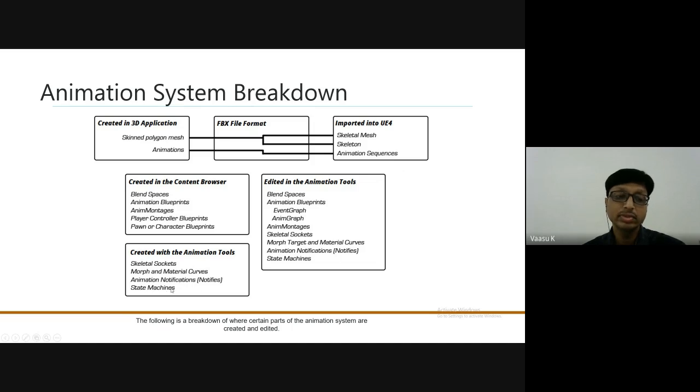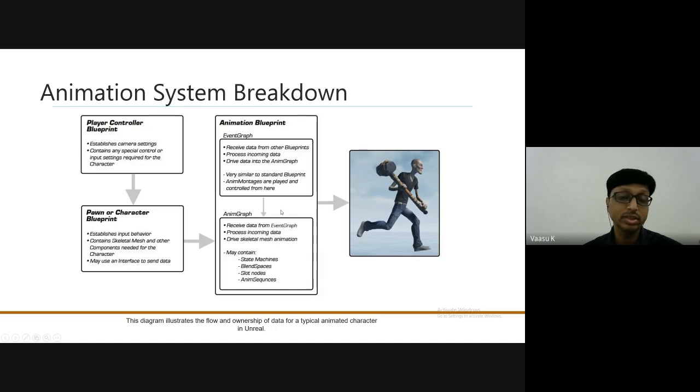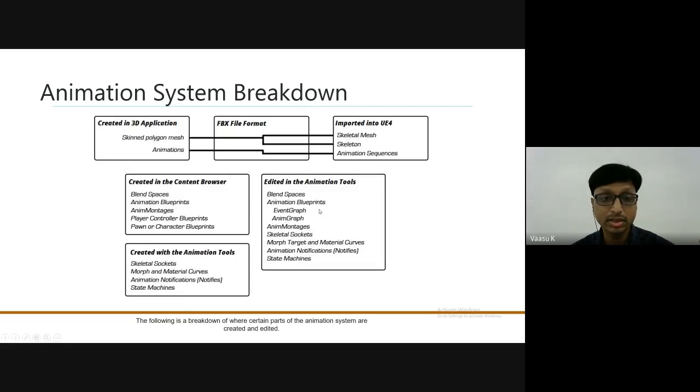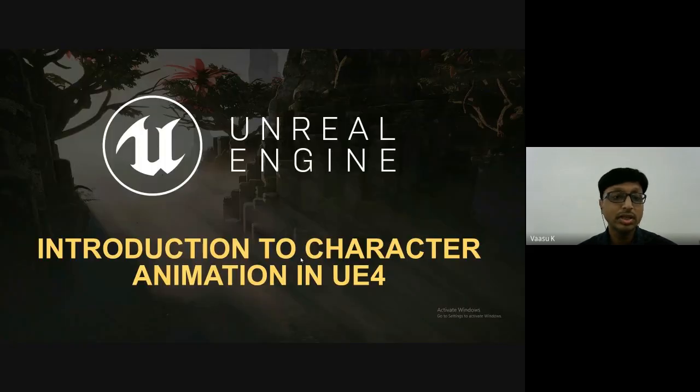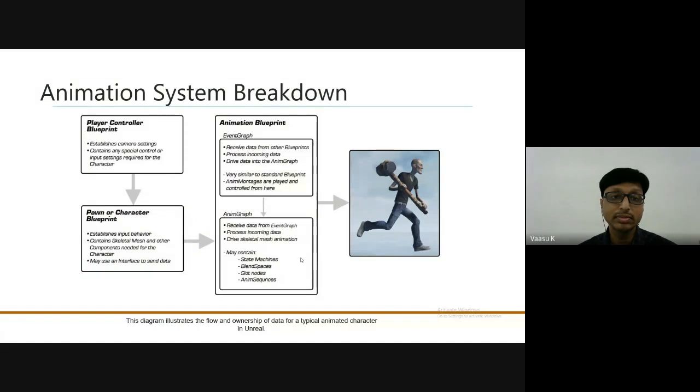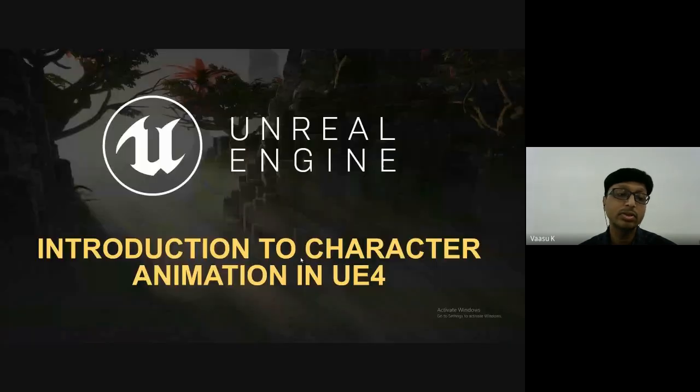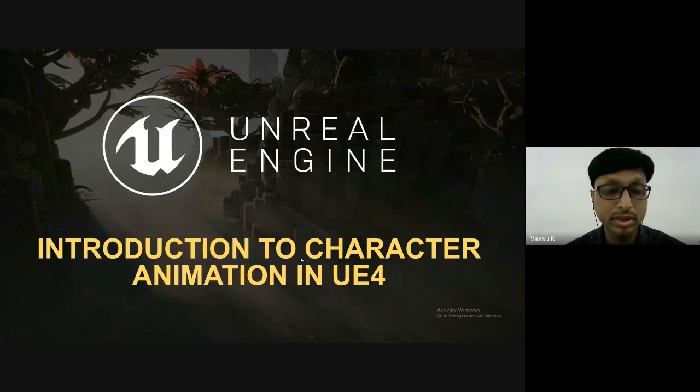Okay, so these are the state machines again. We just follow this structure, then we can easily get into our animations, and animation notifiers are there. Using that, we can add sound effects and particle effects at the time, when it is reaching the end position. Okay, so that is everything about the animation system. So let's jump into how to import our character from Mixamo into Unreal Engine.